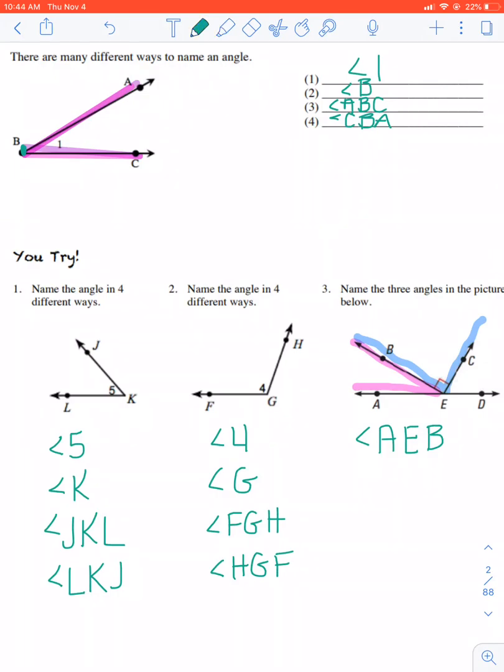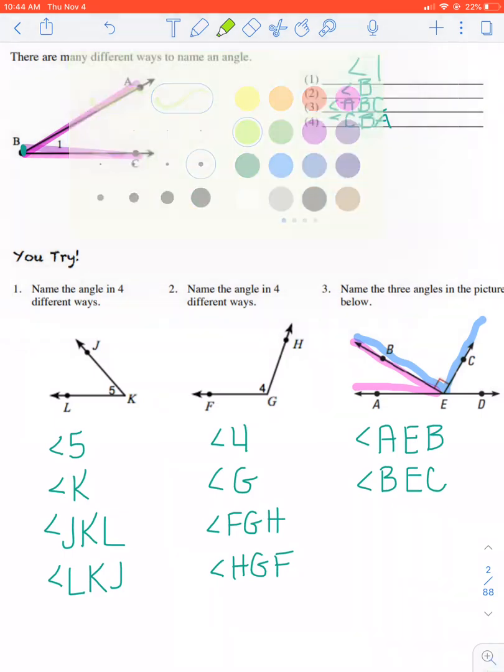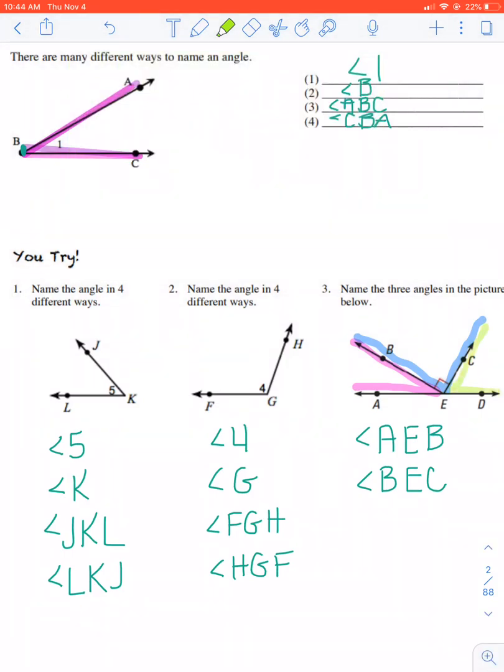All right, now there's one in the middle here I'm going to trace. That's going up towards the top. I'm going to start at B and call it B, E, C. Now again, you could call it C, E, B. And the last one is the one over here. Okay, that's my third angle. I'm going to start at the C and call it CED or DEC. So those are the three angles that that picture makes up.